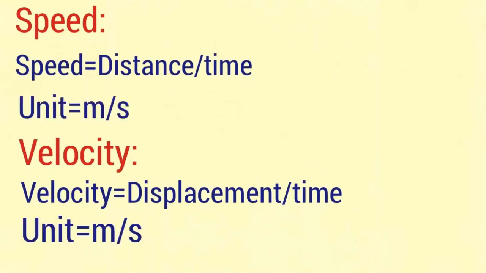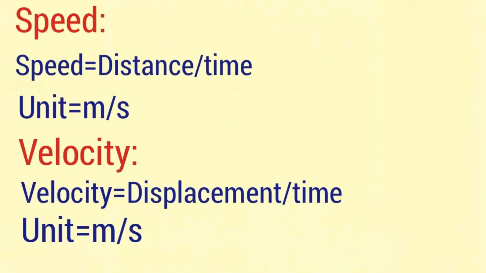Speed. Speed is equal to distance by time. It is the distance traveled by the moving object in unit time interval, and it's a scalar quantity. Its SI unit is meter per second. The speed of an object at any instant is called instantaneous speed.